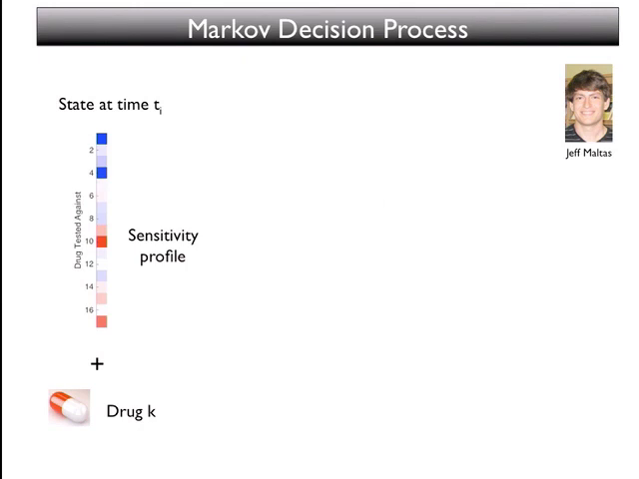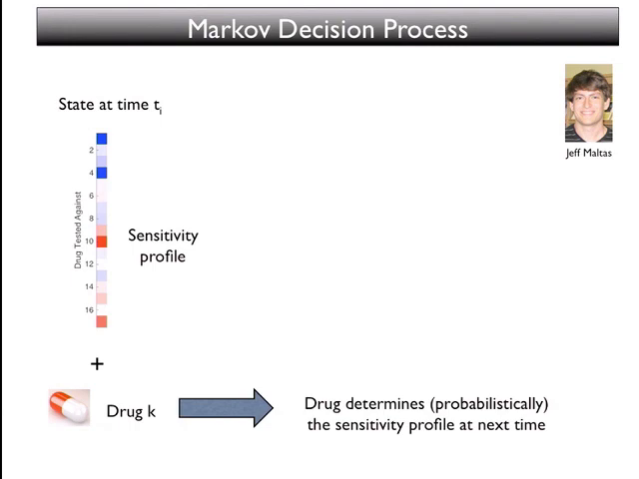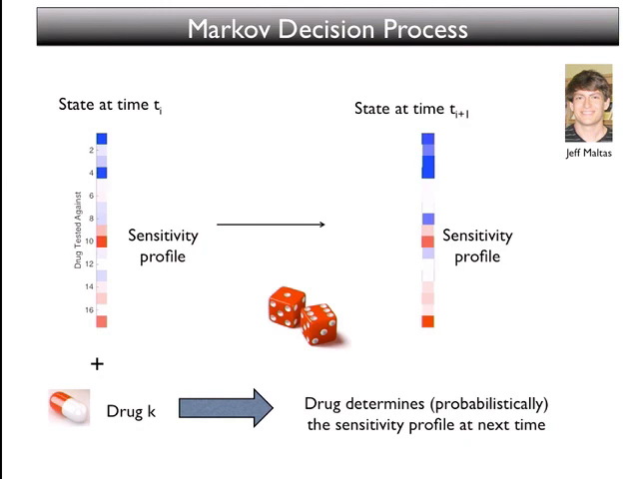This is a Markov model, which means the next state only depends on this current state, but it depends on it in a probabilistic way. And so we allow the current drug to determine probabilistically the sensitivity profile at the next step, right? Essentially you're rolling a dice: you know the current profile, you know the drug, you roll some dice, and in a stochastic way you determine the next profile.